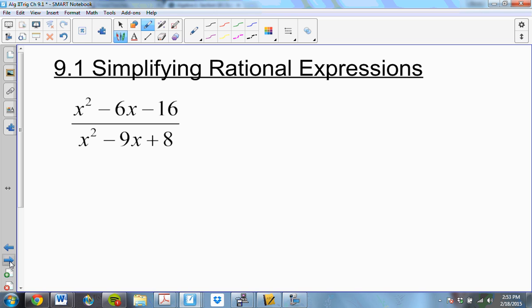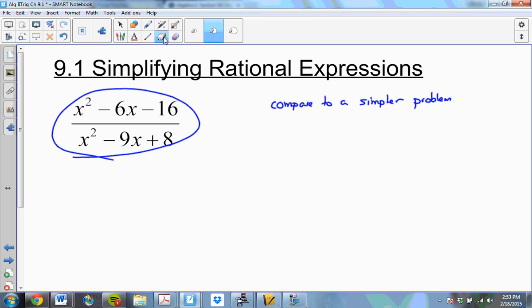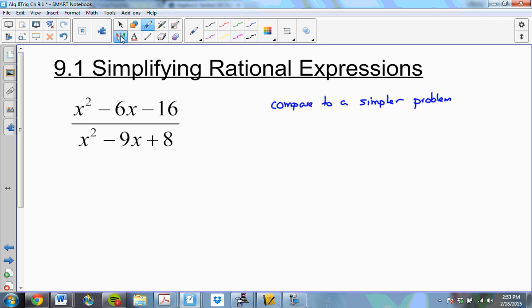Most of this first section, simplifying rational expressions, is really just about how to cancel and how to factor. I'm going to talk a lot about comparing to a simpler problem. This will be more and more important as the chapter goes on. If you see a problem and you're like, I don't know how to do this, oh gosh, well, one thing you can do would be to go back a step and think, okay, I can't handle this right now, but what if I had something a little bit simpler?